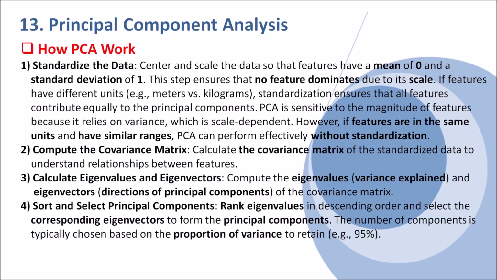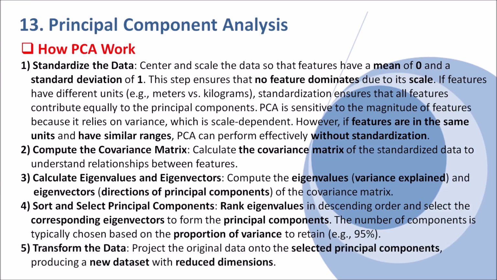In step 4, we will sort and select the principal components, namely rank the eigenvalues in descending order and select the corresponding eigenvectors to form the principal components. The number of components is typically chosen based on the proportion of variance to retain. Namely, in most cases, we are going to retain 95% or 97% of the information. Therefore, PCA is a dimensional reduction. Namely, we are going to remove some less significant information and retain the most significant information.